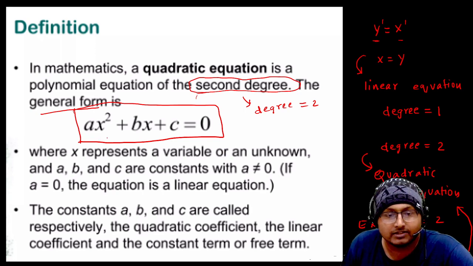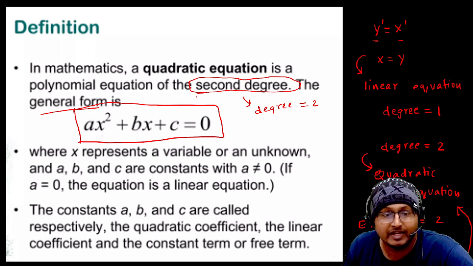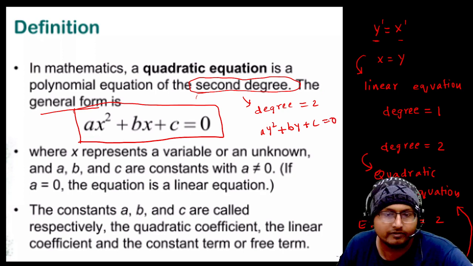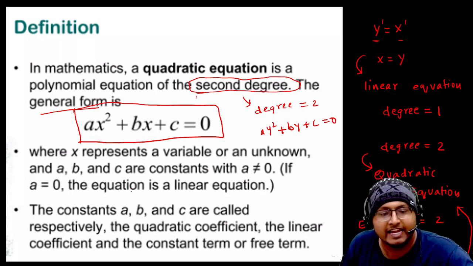So now a x square plus b x plus c equal to 0. What does x mean? x means a variable, right? Any variable can be represented as x, so x or y, any variable. Like in this equation it is a x square plus b x plus c, we can also write a y square plus b y plus c equal to 0, because x is just a representation of any unknown variable that we want to take.